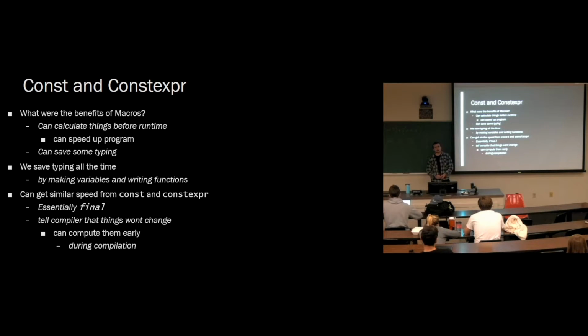And if something's not going to change at runtime, what does that mean? It means the compiler can compute it at compile time. If it's not going to change, then we don't need to compute it at runtime. So const and constexpr can be used to get many of the same speedups as macros. And in fact, in C++17, or 17, 18, 20, I'm not sure, they're expanding constexpr to be even more powerful.